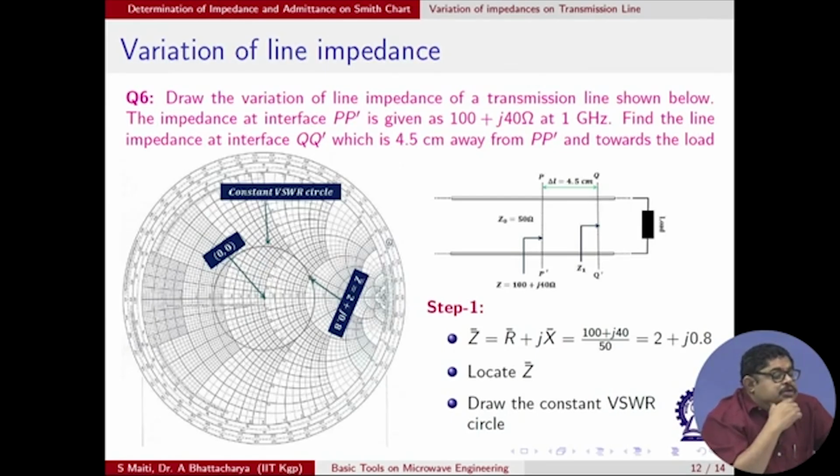Now, let us do this problem. This is about line impedance calculation: if I move along the transmission line, how can I calculate the impedance? I will also advise you that if any of you find the Smith chart complicated, please solve this problem analytically, not Smith chart wise.